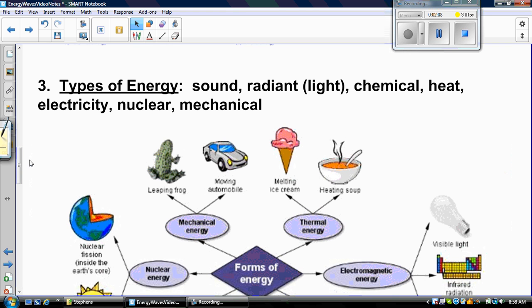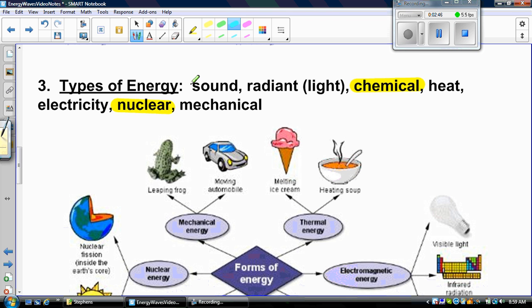Okay, so potential and kinetic energy can be classified into types of energy. Sound, radiant or light, chemical, heat, electricity, nuclear, mechanical, those are all types of energy. The two that are most common potential energy are chemical and nuclear. Remember, all matter has chemical energy in its atoms, so all atoms have potential energy. Nuclear is the amount of energy that an atom contains as well. So these two are potential energy.